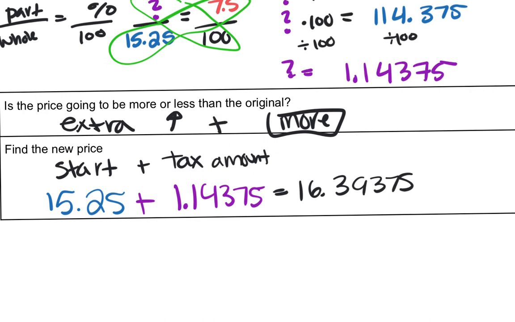To make it look like money, I need 2 decimal places, so I have to round. So here's 1. The second decimal place, look next door. 5 or bigger, add 1 more. 4 or less, let it rest. That number, the 3, is 4 or less, so the one we underlined gets to rest. So the 9 is going to stay the same.